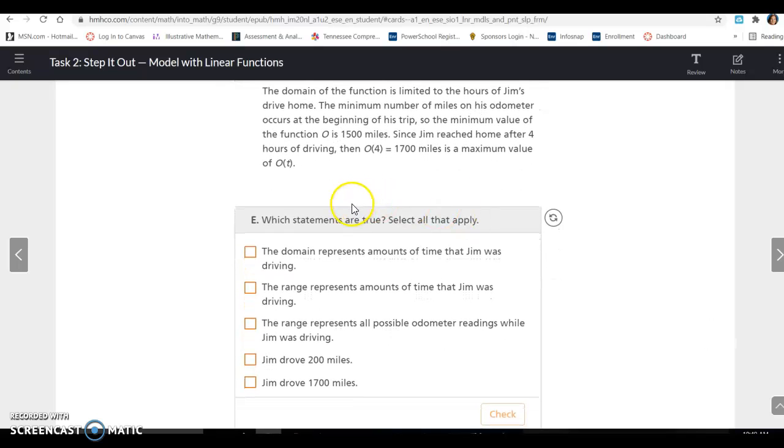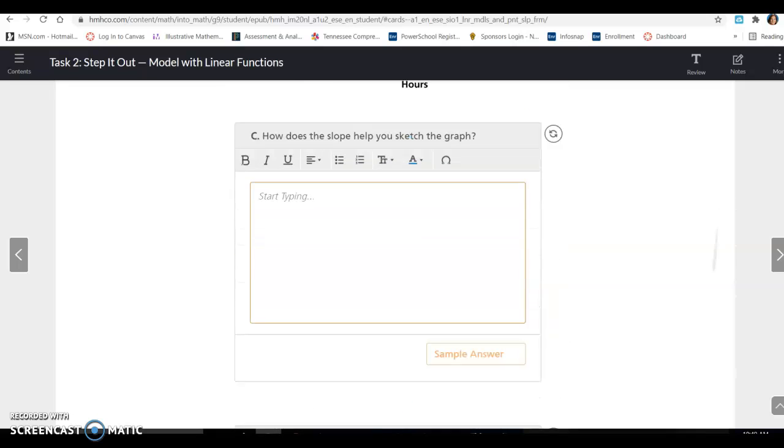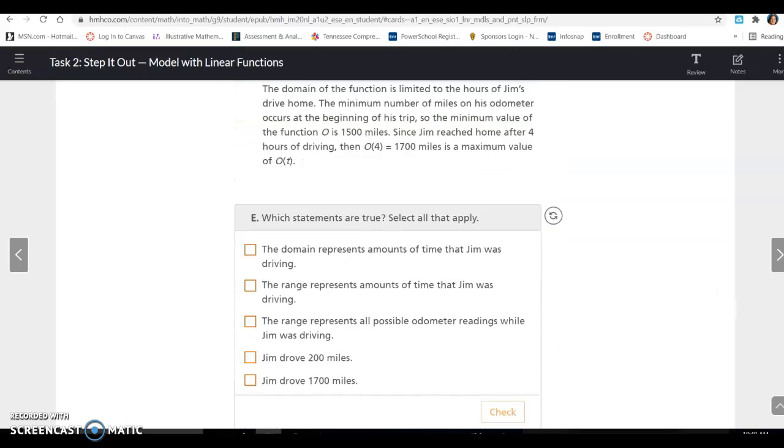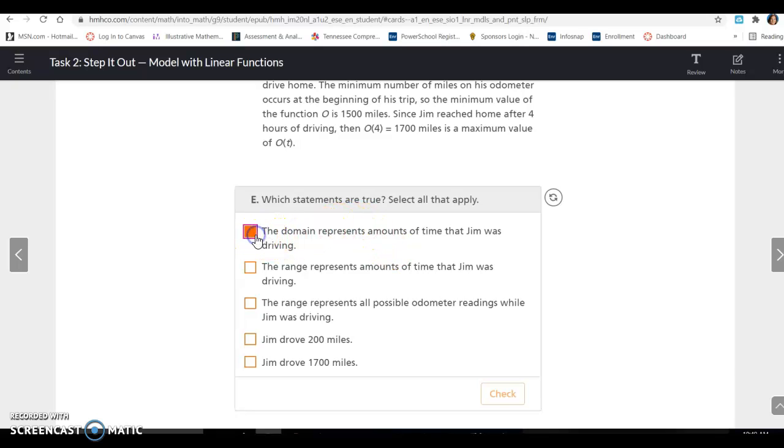So it says which statements are true. Select all that apply. All right, so the domain represents the amount of time when Jim was driving. The range represents the amount of time when Jim was driving. All right, so if you go back up here, you can see that your domain is always your x's. And you can see that 0, 1, 2, 3, that's the number of hours. So the domain is the amount of time that he has been driving. All right, that means this one can't be true. All right, it says the range represents all possible odometer readings while Jim was driving.